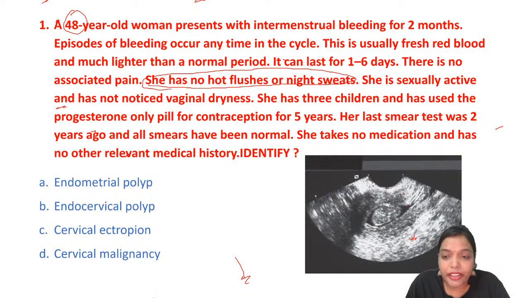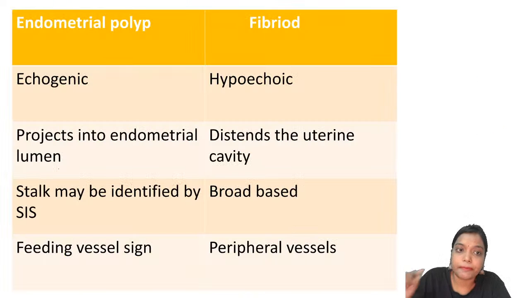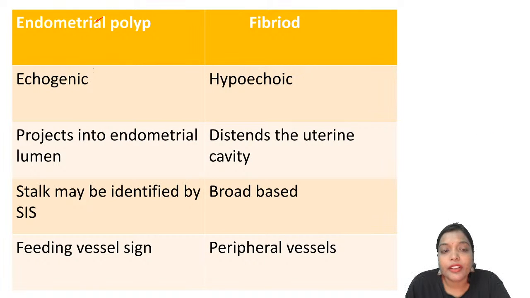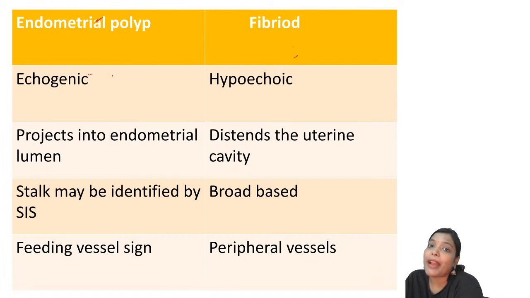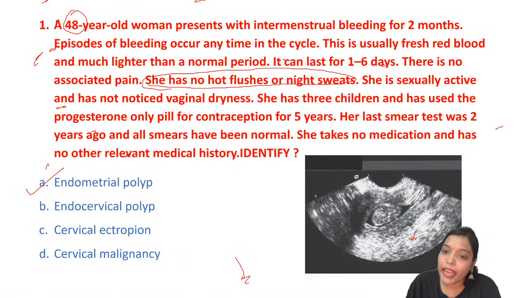Excellent. This is an endometrial polyp. Usually endometrial polyp can be confused with fibroid polyp. How do we differentiate endometrial polyp and fibroid polyp? Very important. So endometrial polyp is echogenic, whereas fibroid polyp is hypoechoic. Hypoechoic means they look black color. See, this is not black, this is white. So this is echogenic.